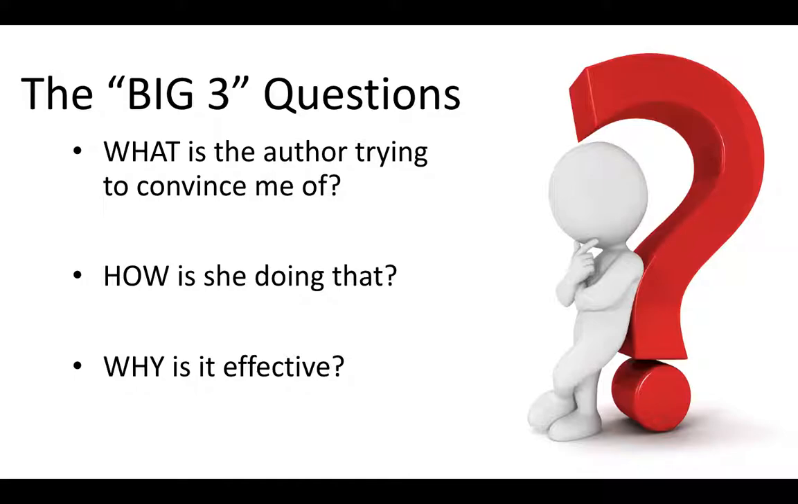All right, so basically when you're doing rhetorical analysis, you want to remember these big three questions. What, how, and why? What is the author trying to convince me of? And that kind of ties into that purpose, right? How, what kind of strategies is the author using in order to do that? How is she doing that? And why? Why is that particular strategy effective? And sometimes we talk about why is it effective to us today, but very frequently we talk about why would it be effective to the original audience.